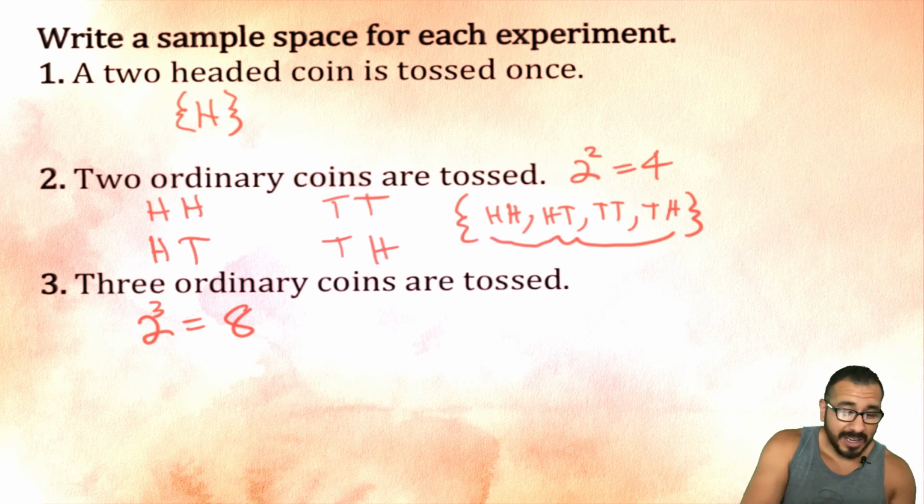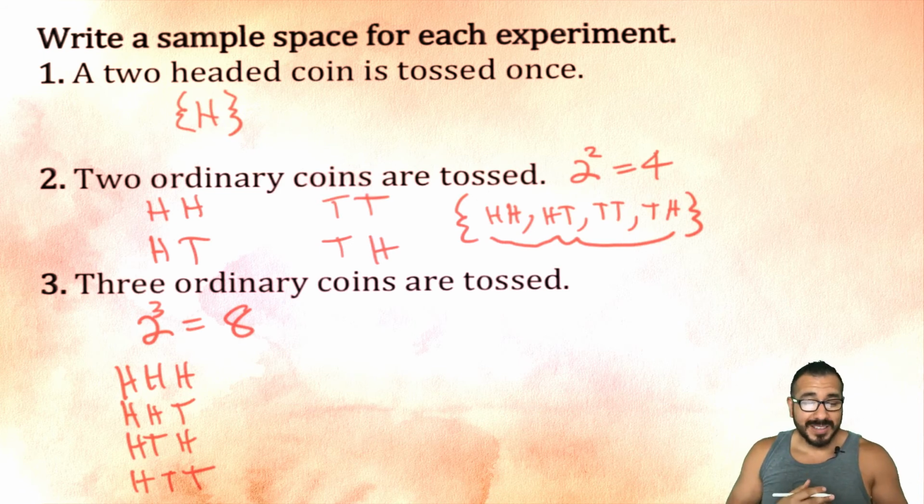So let's take a look at all the possibilities. So you got heads, heads, heads. You got heads, heads, tails. You got heads, tails, heads, right? See how easy it is to miss them? You got heads, tails, tails, right?